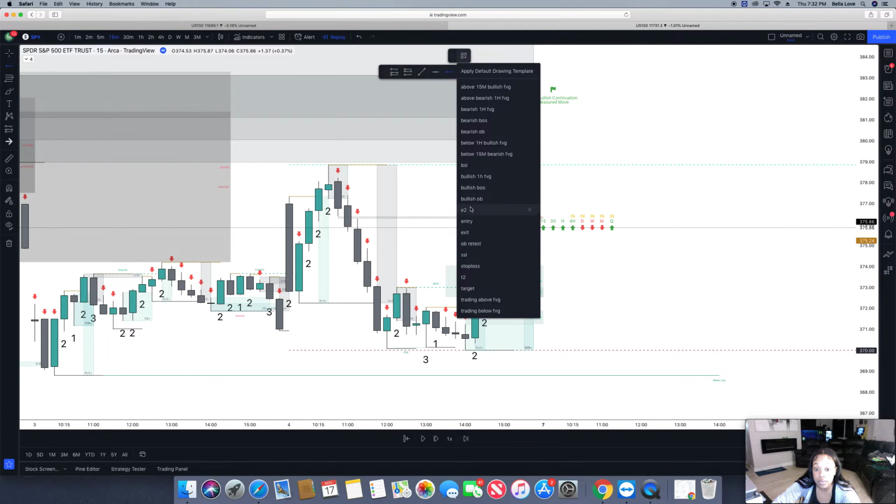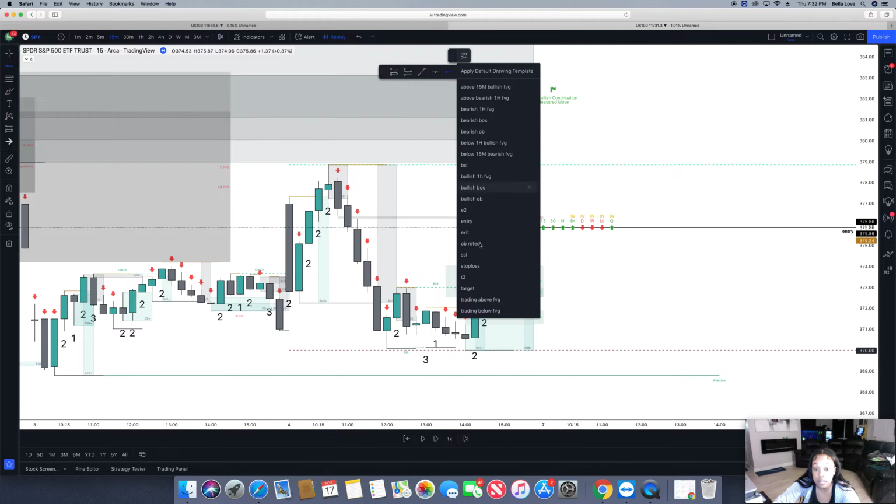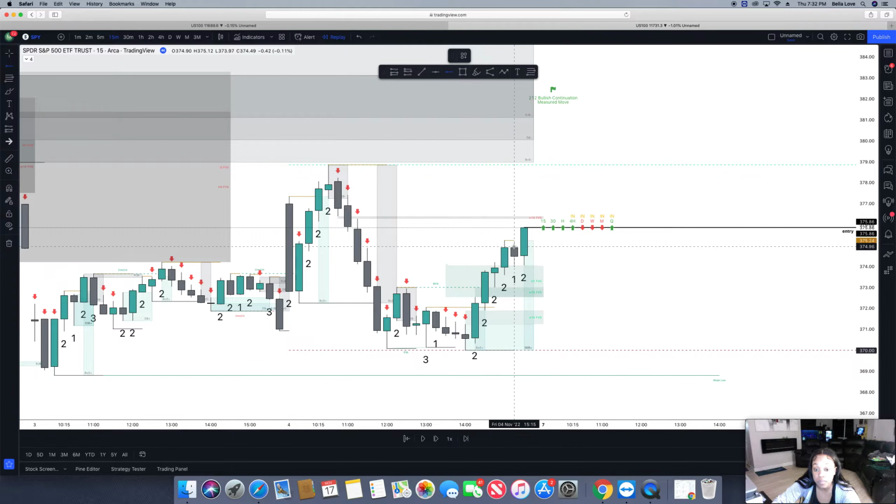So what I would do is I would enter here. I will have my stop loss just below the previous candle. So if I was entering at 375.86, I would have a stop loss at 375.11, which is about 70 cents down. I will have my targets going towards this fair value gap fill.